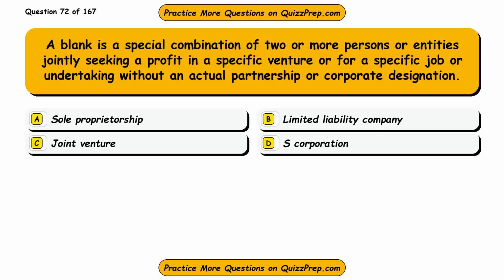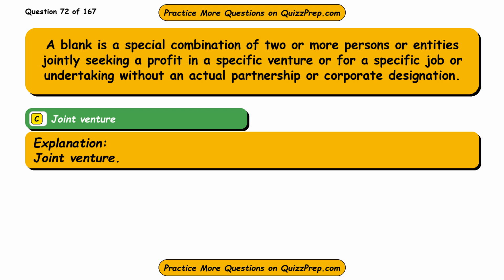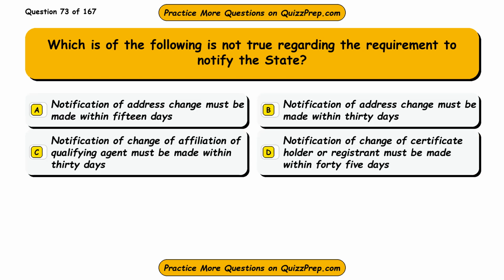Question 72. A blank is a special combination of 2 or more persons or entities jointly seeking a profit in a specific venture or for a specific job or undertaking without an actual partnership or corporate designation. Option A, sole proprietorship. Option B, limited liability company. Option C, joint venture. Option D, S corporation. The correct answer is option C, joint venture.